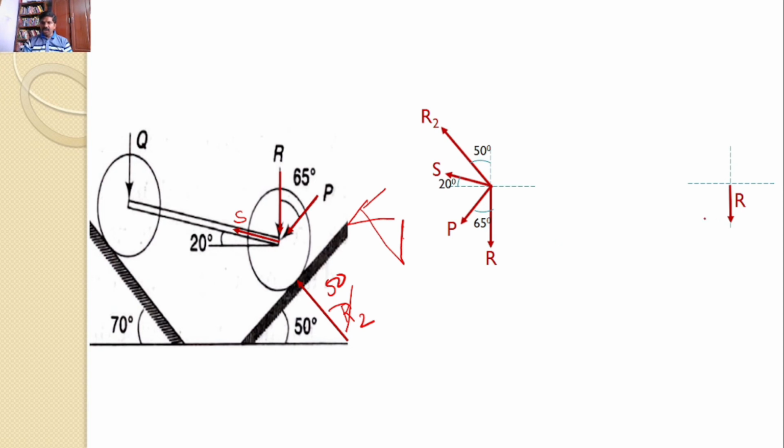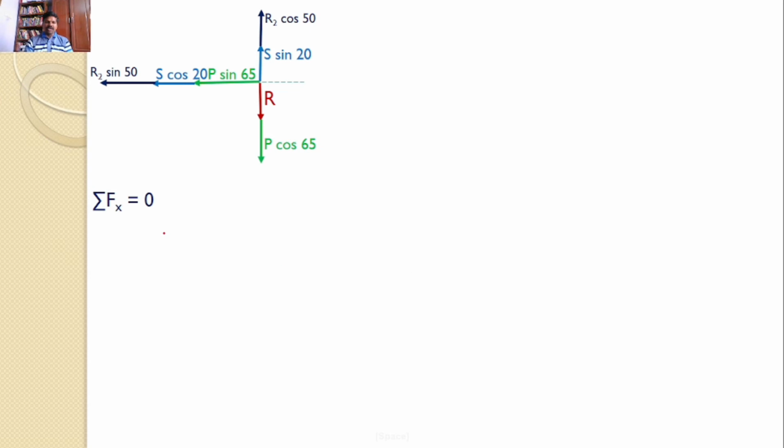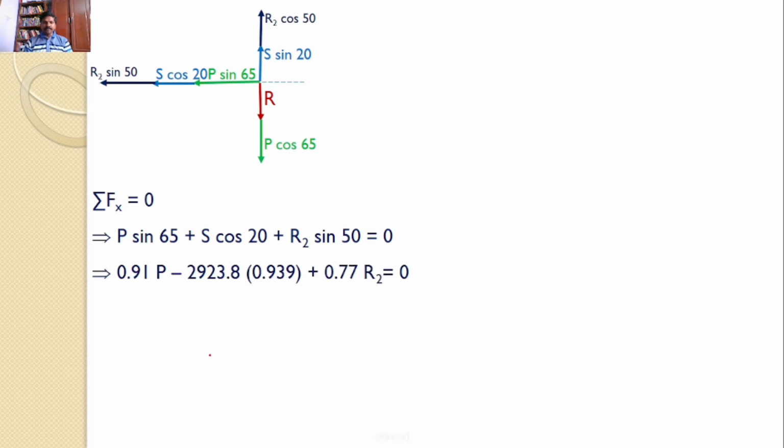Now R is vertical, so you need not resolve it. P makes an angle 65 with the vertical, hence its vertical component is P cos 65 and the horizontal component is P sin 65. S makes an angle 20 with the horizontal, so the horizontal component is S cos 20 and the vertical component is S sin 20. R2 makes an angle 50 with the vertical, hence the vertical component is R2 cos 50 and the horizontal component is R2 sin 50. Let us apply the equilibrium equation. Sigma Fx is equal to 0. Now all forces are acting towards the left side. So I can say P sin 65 plus S cos 20 plus R2 sin 50 is equal to 0.